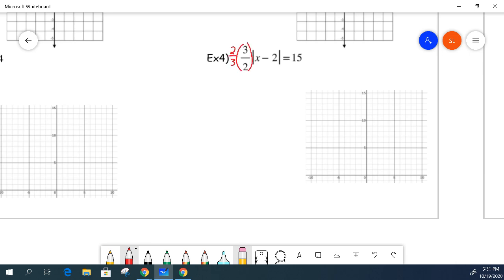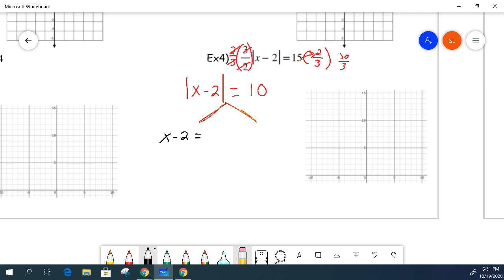If we multiply by 2/3 on both sides, the 2's cancel and the 3's cancel. That leaves our x minus 2, our absolute value, isolated. And then 15 times 2 is 30, divided by 3, that's going to be equal to 10. Now from here, we're going to split it into two equations. We're going to have our x minus 2 equals 10, and our x minus 2 equals negative 10. Solve both of those.